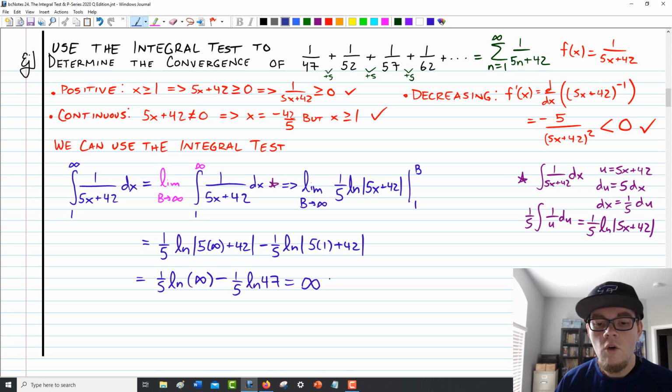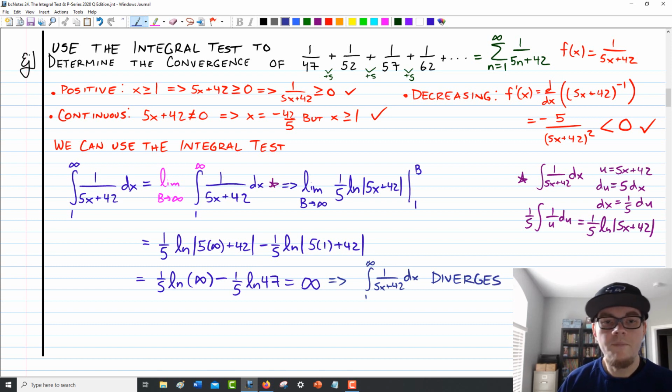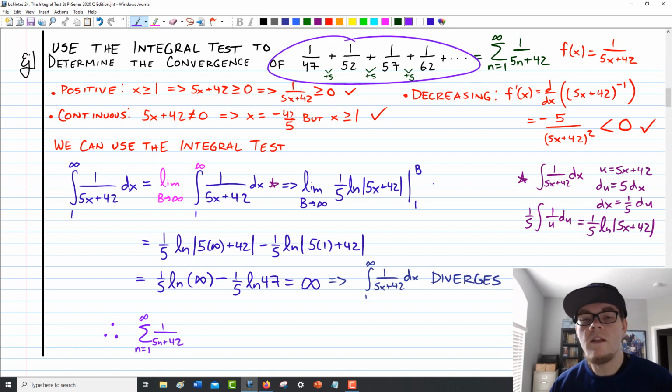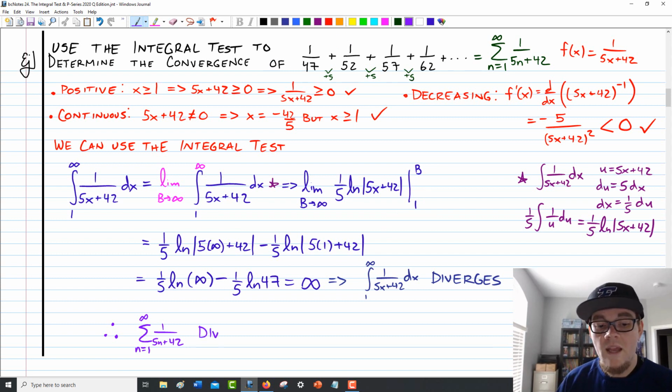It's growing without bound. What that means is that our integral in question, that one we were just looking at, that integral diverges, simply because we just saw that it goes towards infinity. Having said that, then we can finally make our conclusion at the very end. And since that integral diverges, the integral test says the integral and the series behave the same way. So we can therefore say that our sum from 1 to infinity of 1 over 5n plus 42, which of course is equivalent to this series we saw up above, behaves the same way, which means it diverges by the integral test.